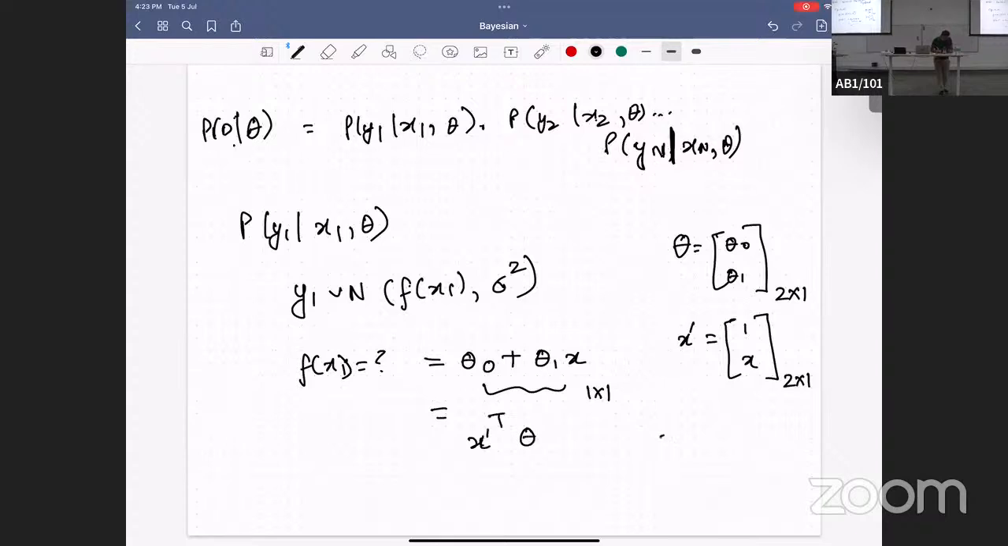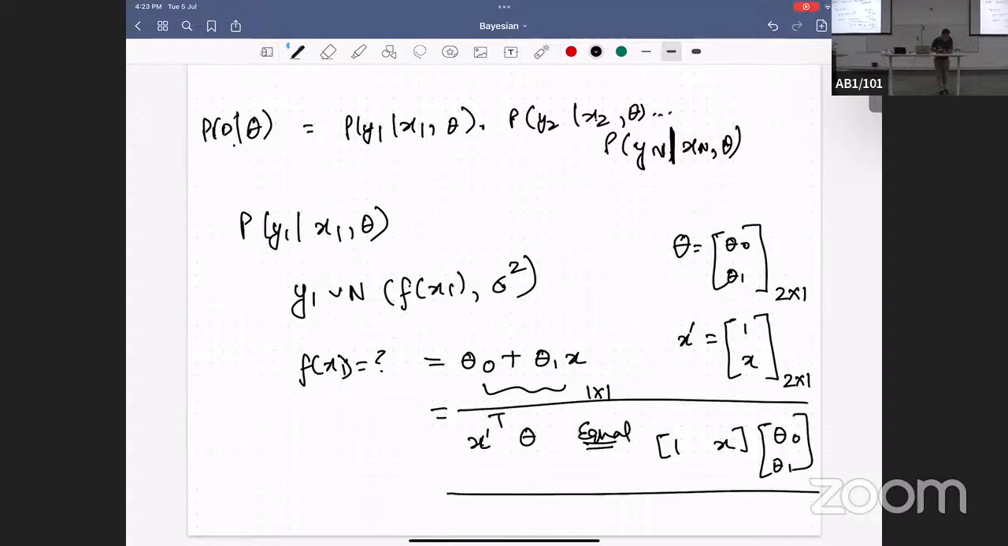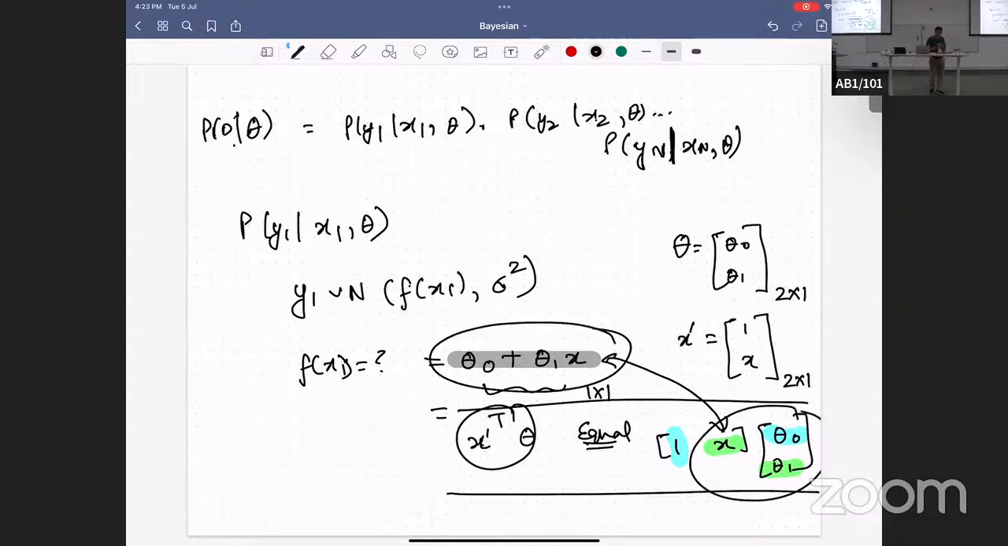Because x dash transpose theta would be 1 into theta naught. Both these things are equal, right? So 1 into theta naught plus x into theta 1, right? And that's what we had over here. So all of these things are the same, right? This has to be x1. That's the only thing, right? Any questions till now?